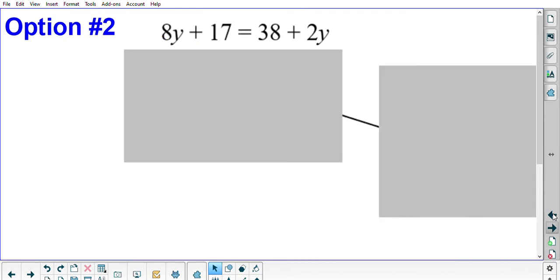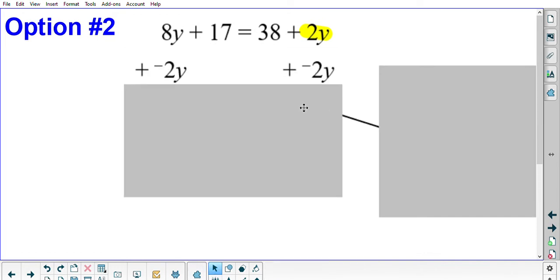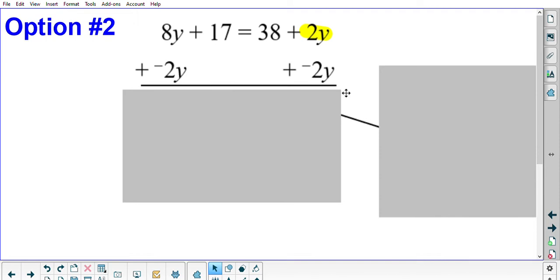The other option we had was adding the opposite of 2y. The opposite of positive 2y is negative 2y. And so again, do that to both sides. You have to line up your like terms, so put the terms with y's underneath the other term with y. Make sure you guys are putting the y on the negative 2's here.